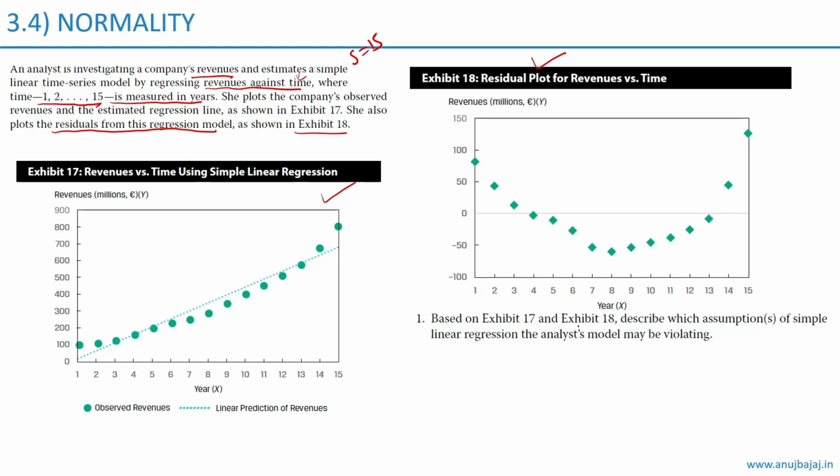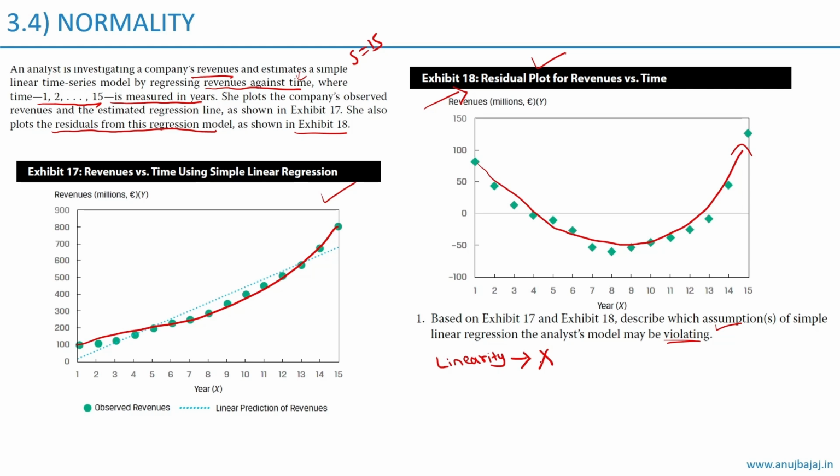Based on Exhibit 17 and 18, describe which assumption of the simple linear regression the analyst's model is violating. The first assumption is linearity. From Exhibit 17, it is visible that the dependent variable and the independent variable have a non-linear relationship. This can also be confirmed by looking at the residual plot. When the residuals exhibit a certain pattern, which they are exhibiting in this case, it implies that there is a non-linear relationship between the two variables. So the first assumption is violated.